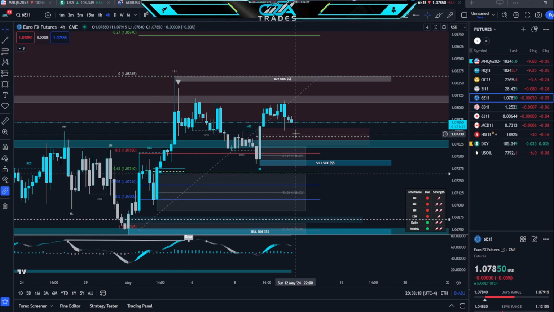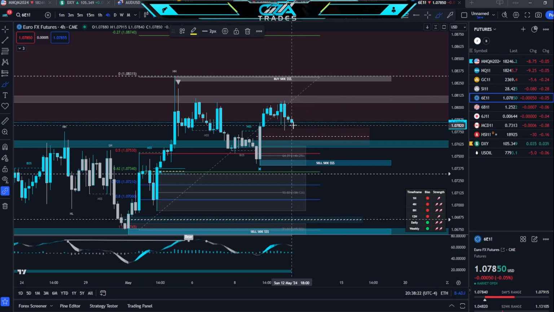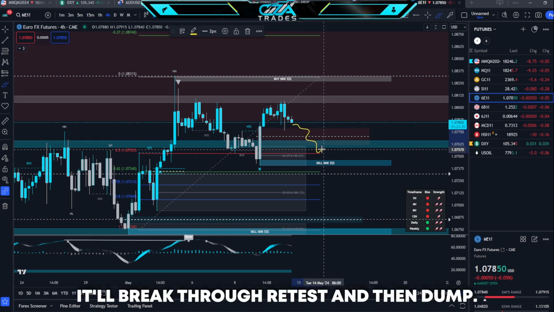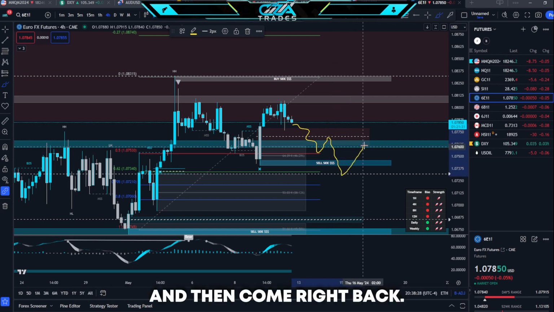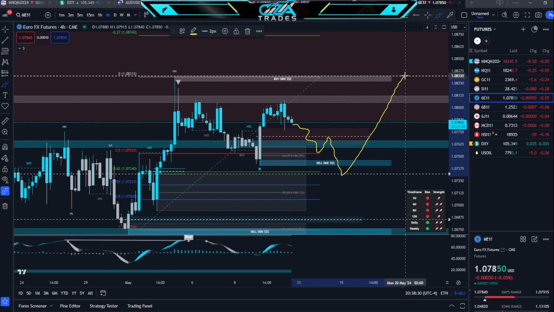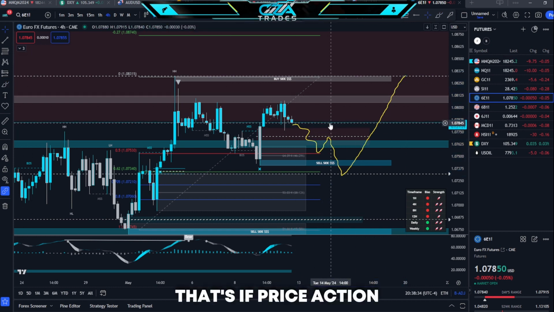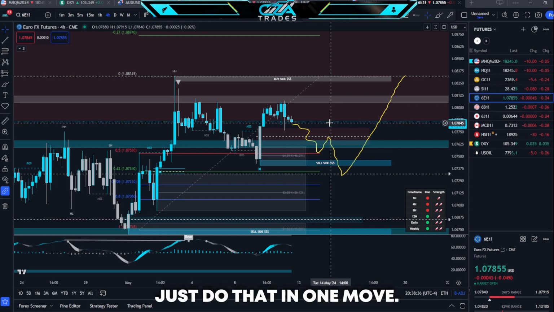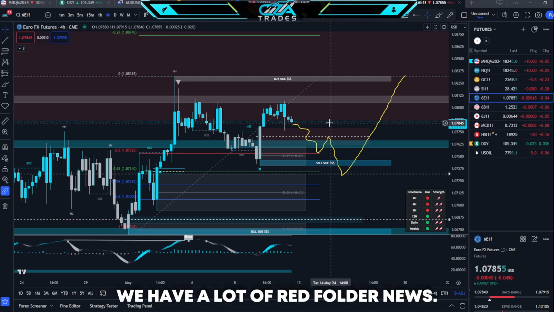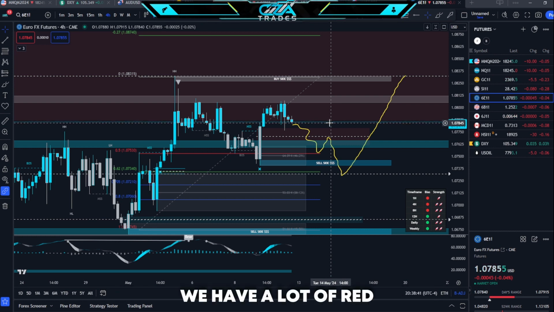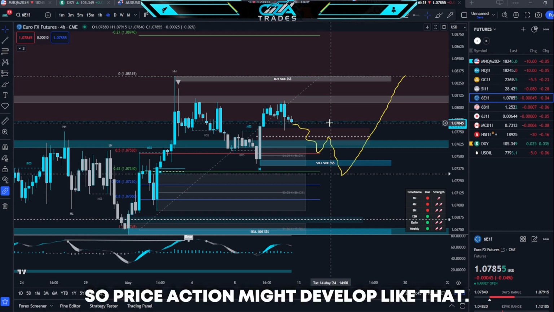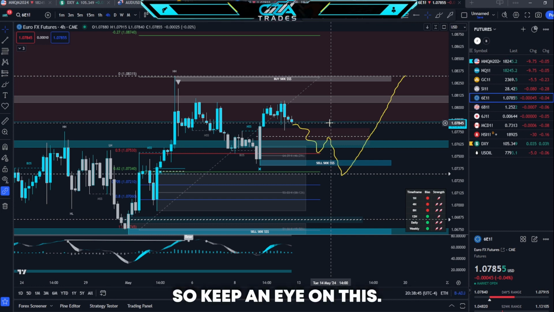This right here, if it's going to break through, it'll break through, retest, and then dump, and then come right back. That's if price action follows it perfectly. It might actually just do that in one move. We have a lot of red folder news this week, so price action might develop like that. So keep an eye on this.